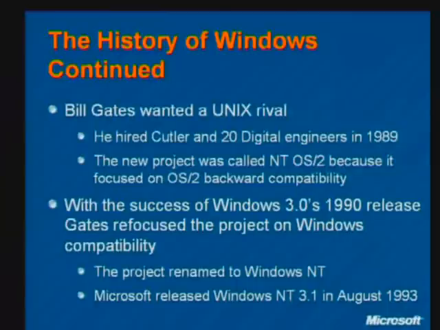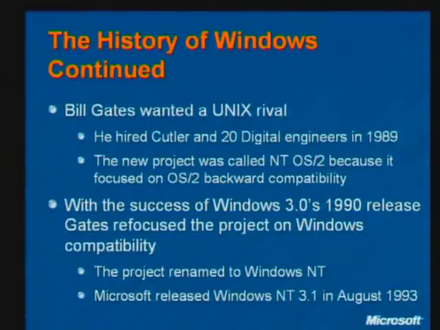Well, this new project that Bill had assigned Dave to work on was called NT-OS2, New Technology OS2. It was New Technology OS2 because Microsoft was good partners then with IBM and wanted to make a robust version of the OS2 operating system that they would own. Well, in 1990, Microsoft released Windows 3.0, which was the first really successful version of the Windows 16-bit operating system.